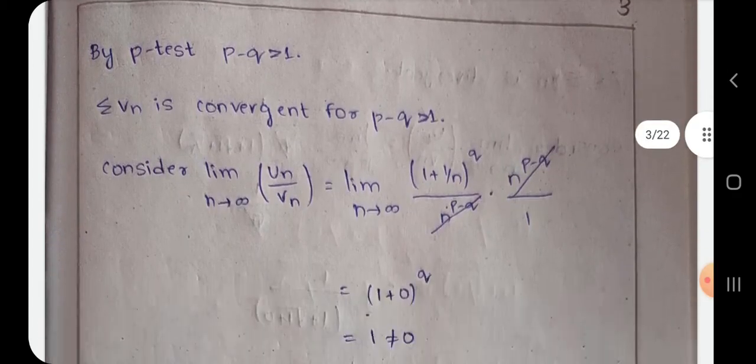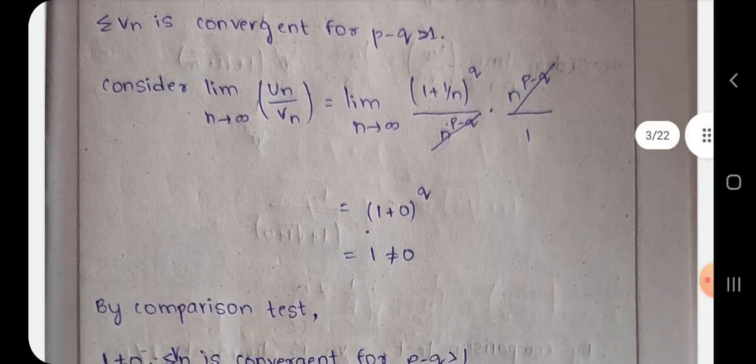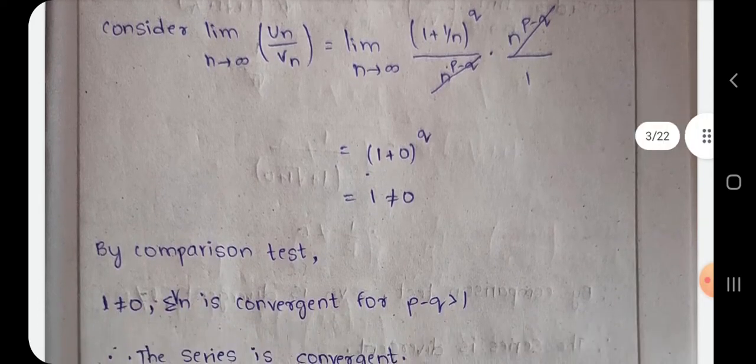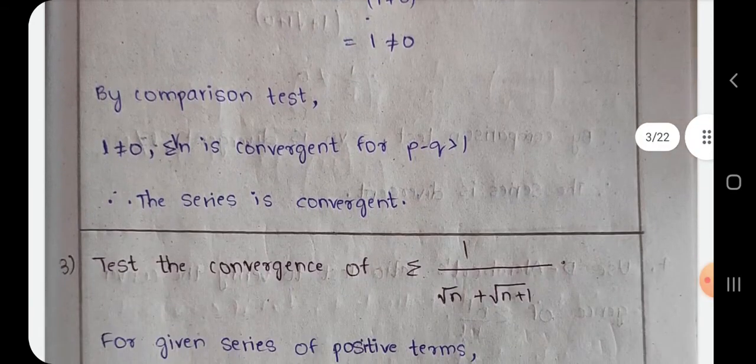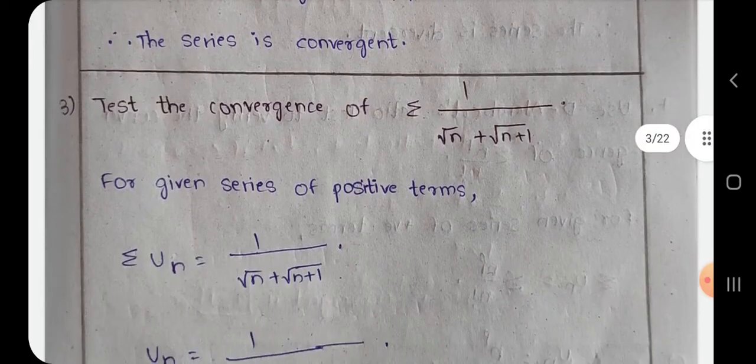Applying the p test, in order to say it is convergent, that power should be greater than 1. So you are applying limit un by vn, and finally you are getting the answer 1, not equal to 0. So you can say that it is convergent under the condition p minus q greater than 1.